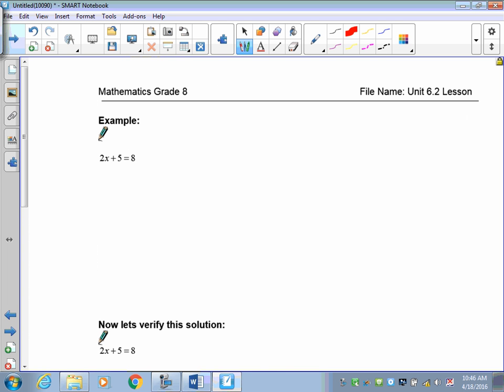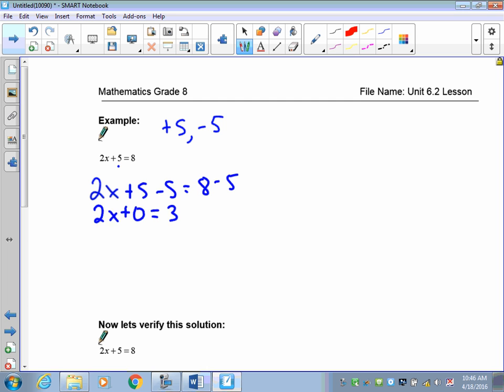2x plus 5 is equal to 8. First thing I've got to do is get rid of the added 5. So if I'm going to add 5, I have to subtract 5 to undo it. So 2x plus 5, that's what's there, take away 5. What's there is 8, so take away 5. So that gives me 2x plus 0 is equal to 3, so 2x is equal to 3.